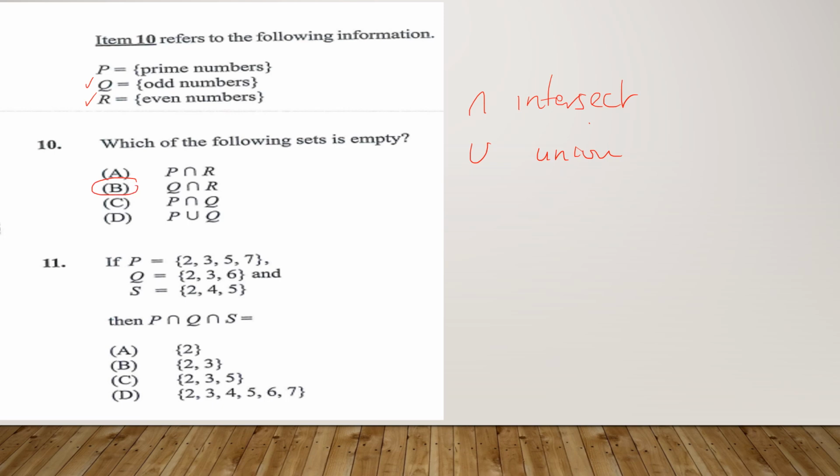Okay, number 11, if P is {2, 3, 5, 7} and Q is {2, 3, 6} and S is {2, 4, 5}, then P intersection Q intersection S was common in all 3 sets, and we can see that that is 2. There's a 2 in all. We see 3 is in P and Q, but it's not in S, so the answer is A.